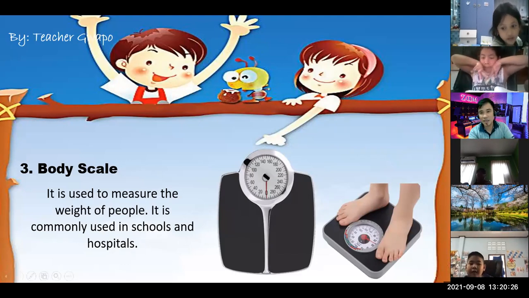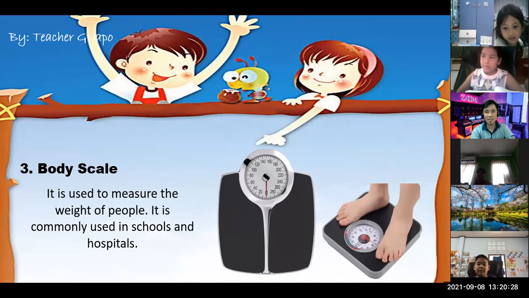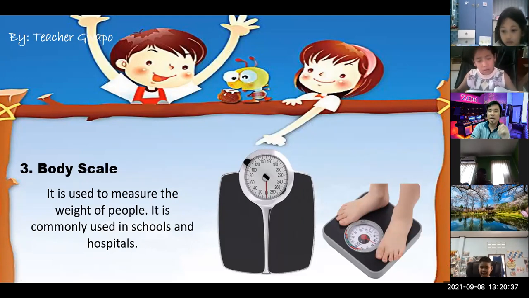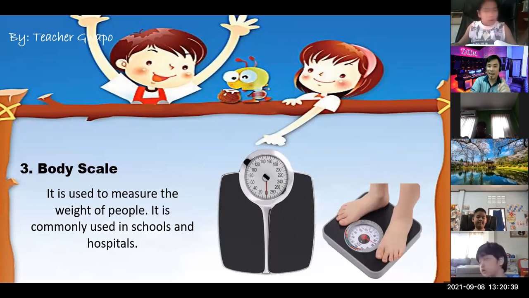Do you have body scale? Yeah, very good. Okay, now number four. Again, what's the first one? The first one is dial spring scale. Okay, dial spring scale. Number 2, digital grocery scale. Number 3, body scale.